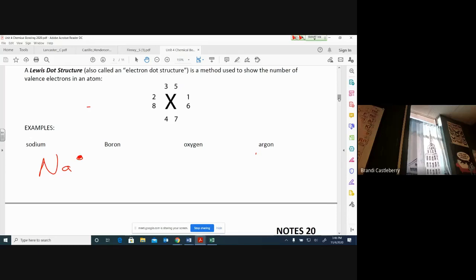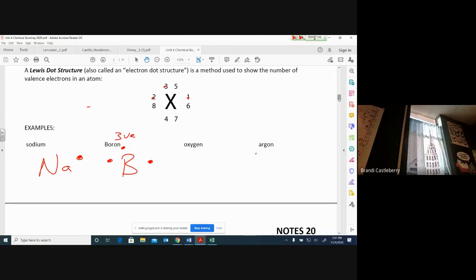Now boron. Boron is B. Boron's in the third column, so that's 3. So again, looking at my dots, I'm going to have 1 here, 1 here, and 1 here. The top left, 1, 2, 3. How many dots does it have? Boron has 3 valence electrons, so I only put 3.